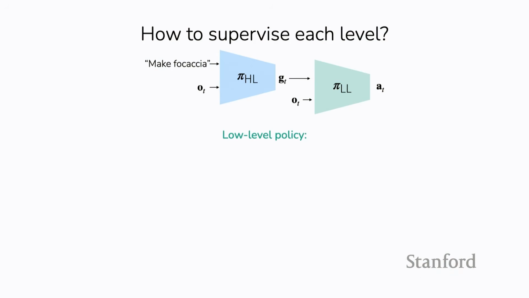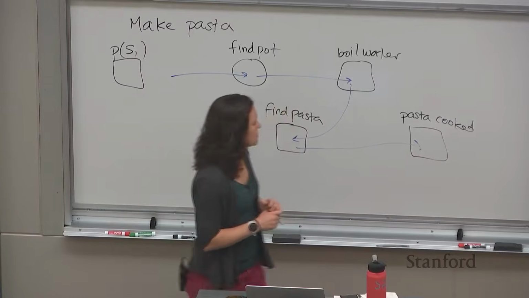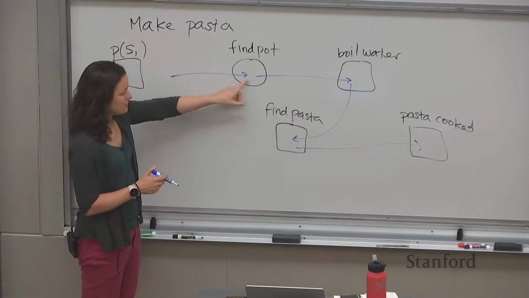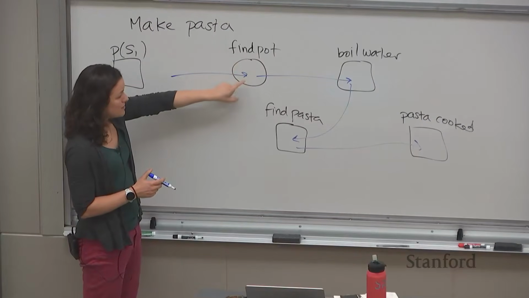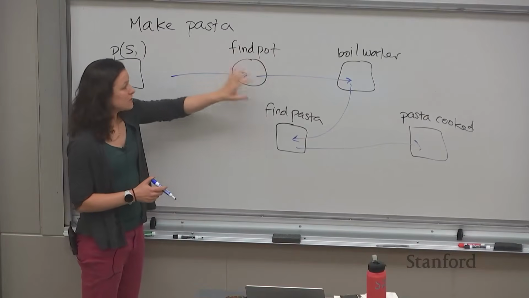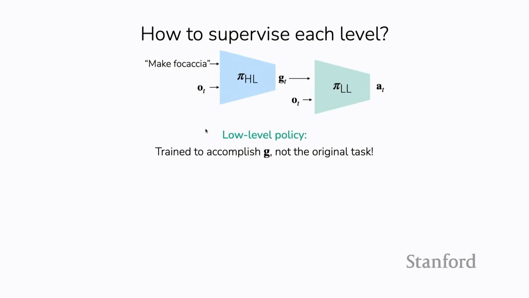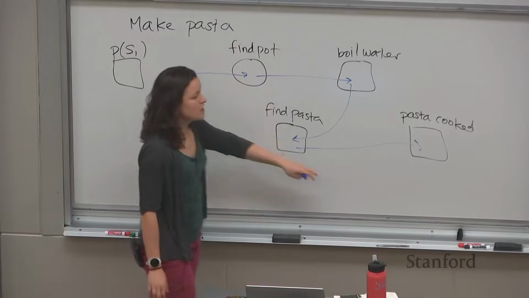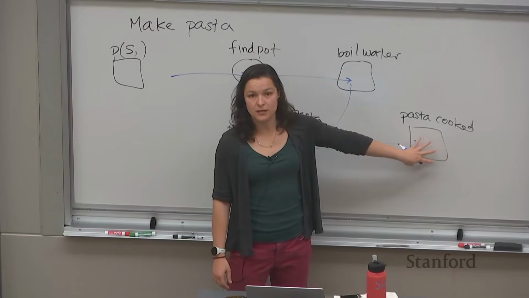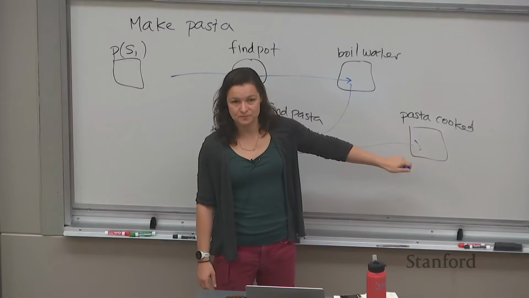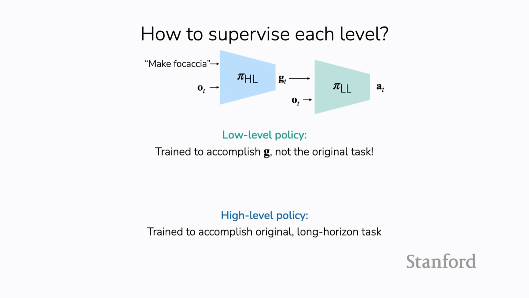We have the low-level policy, and the low-level policy will be trained to accomplish the goal, not the original task. So when you're passing in a string like "find pot," it's going to be getting a reward that is trying to maximize reward for getting to the states where you have found the pot. And the high-level policy's goal is to predict these subtasks so that you end up in the final state of the pasta being cooked. So this is trying to accomplish the original goal.